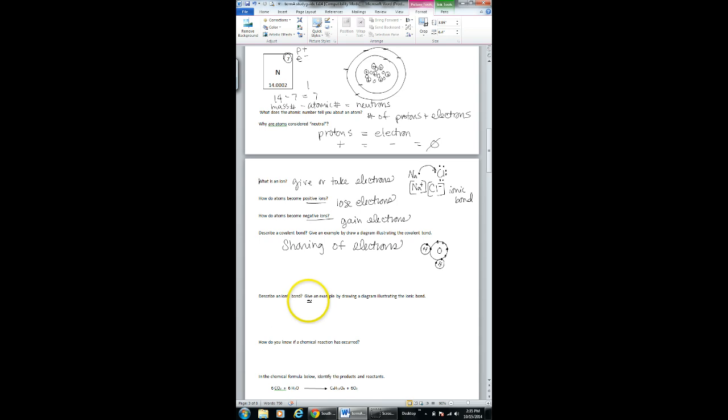Okay, an ionic bond is going to be made of ions. So you can refer back up to the earlier example. It's made of ions, it gives and takes, and if we're going to diagram it, it would be right there.